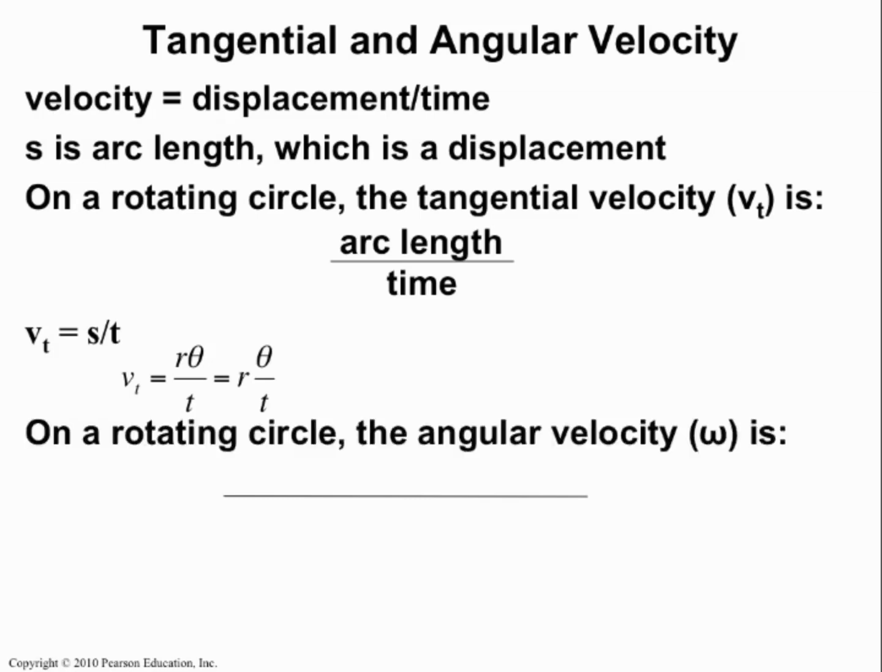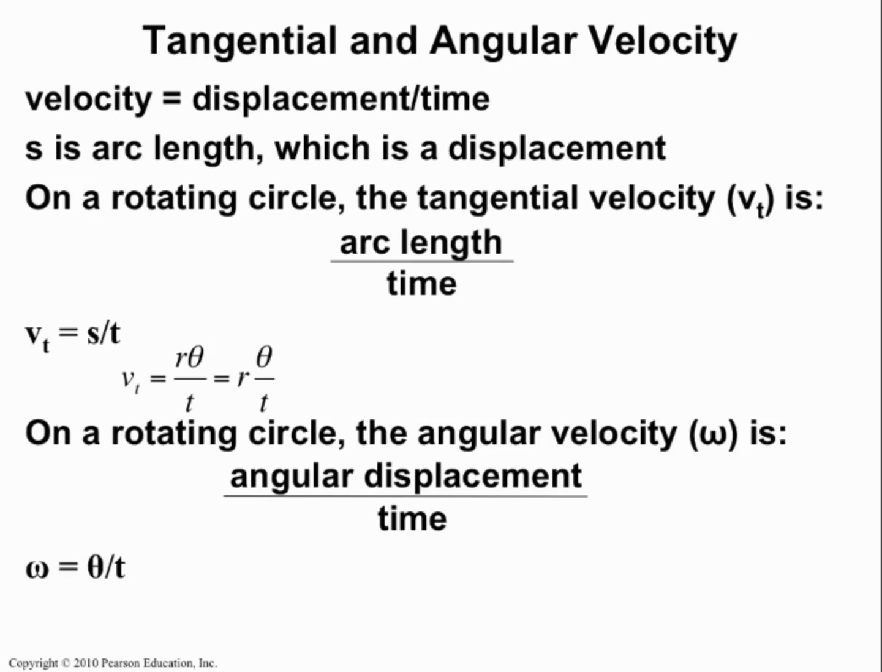Now, on a rotating circle, the angular velocity, omega, is angular displacement over time. That is how many radians the circle has moved through in a given period of time. So omega equals theta over t. That is the definition of angular velocity, is that omega equals theta radians over t seconds.